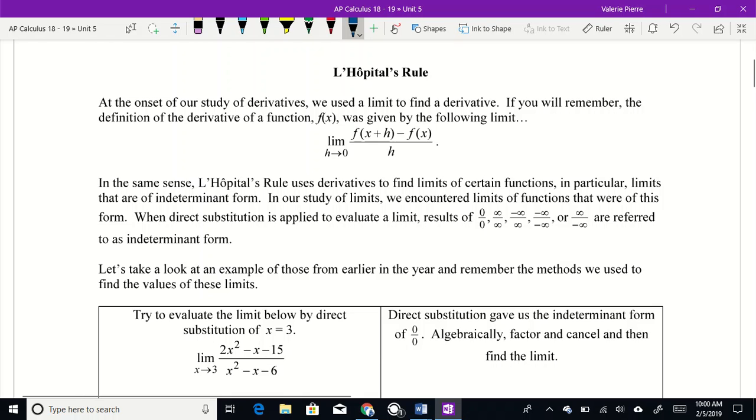In the same sense, L'Hopital's rule uses derivatives to find limits of certain functions, in particular limits that are of indeterminate form. In our studies of limits, we encountered limits of functions of this form. When direct substitution is applied to evaluate a limit, results of 0 over 0 or any combination of the infinities are referred to as indeterminate form. Let's take a look at an example of those formed earlier in the year and remember the methods we used to find the values of those limits.